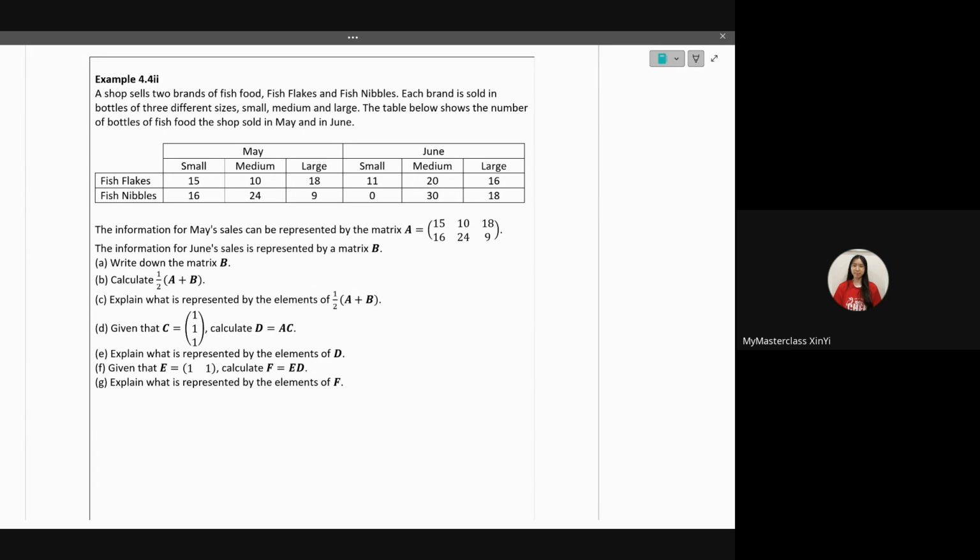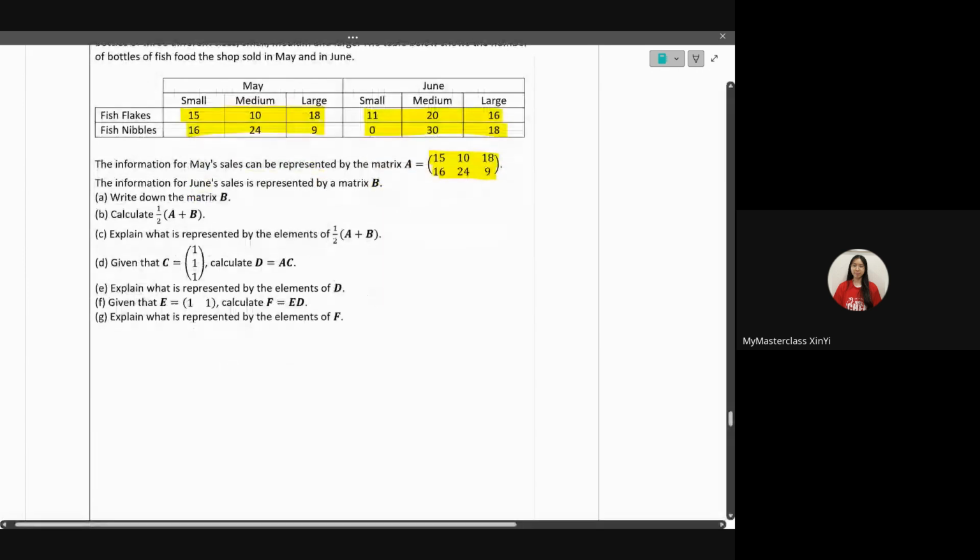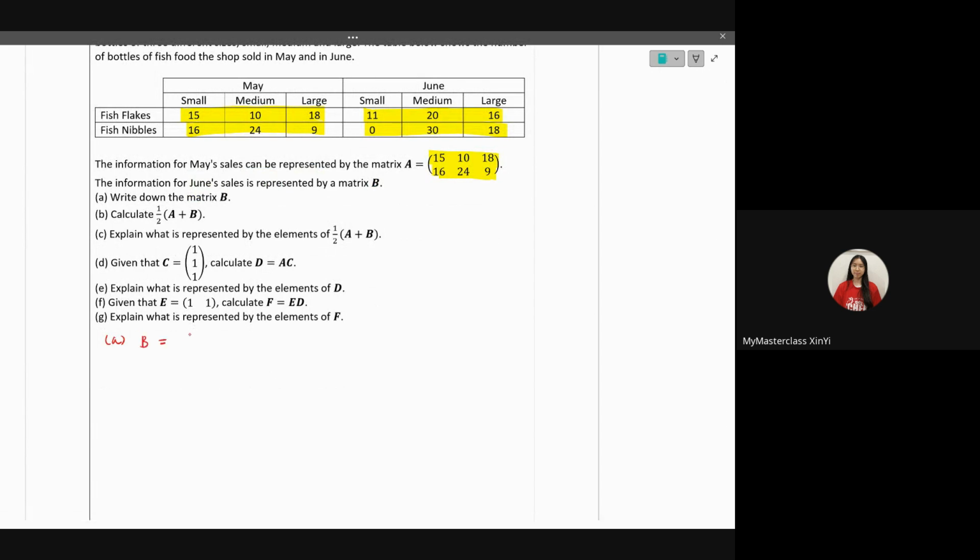Okay, the information for May sales can be represented by this matrix over here. So you realize, right? These values are taken from this part of the table. Then the information for June sales is represented by a matrix B. Write down the matrix B. So basically it will be all of this over here. So for part A, matrix B would look like this. So 11, 0, 20, 30, 16, and 18. So that is for June's sales.